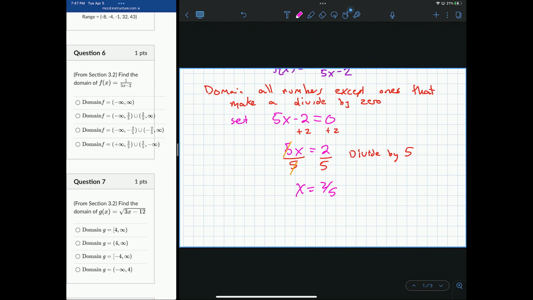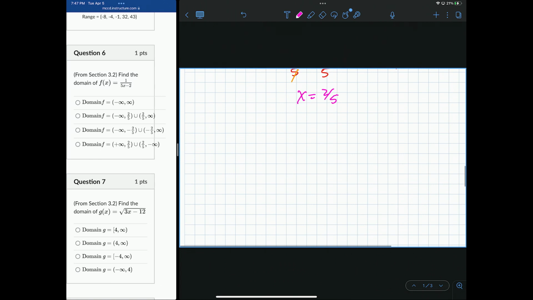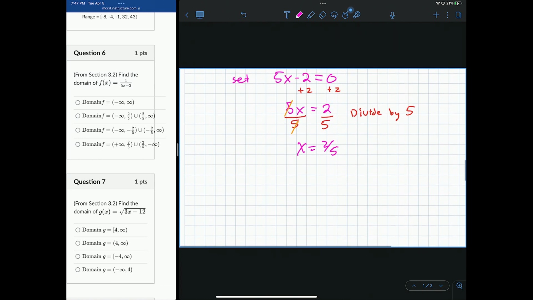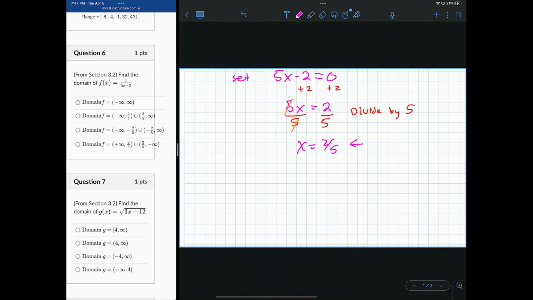It's also positive 2 over 5, which matters because some of the answers made a mistake there. And we get this value. Now, this is not the domain. This is not in the domain because there would be a divide by 0. So this is what is not in the domain.